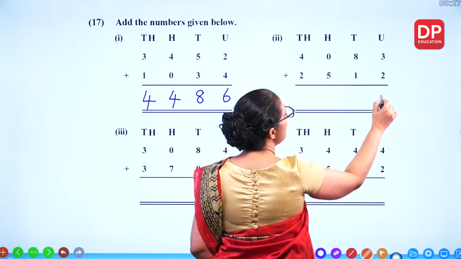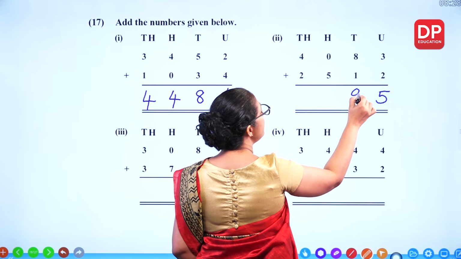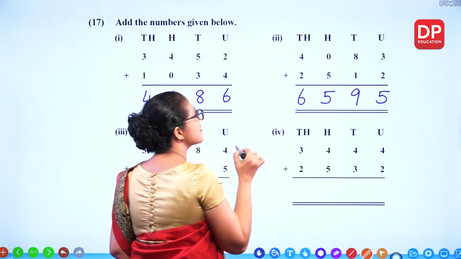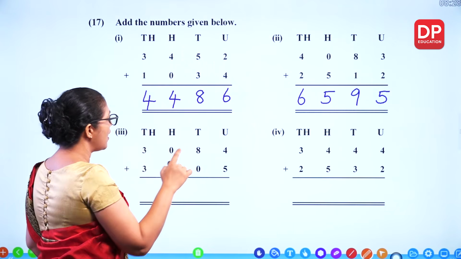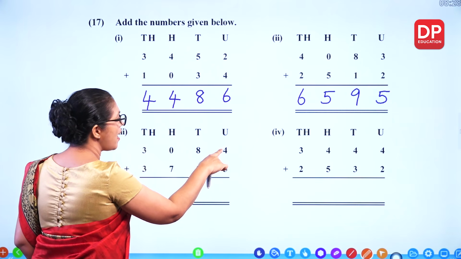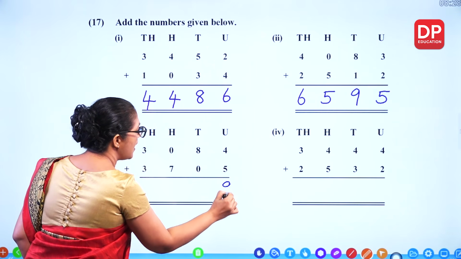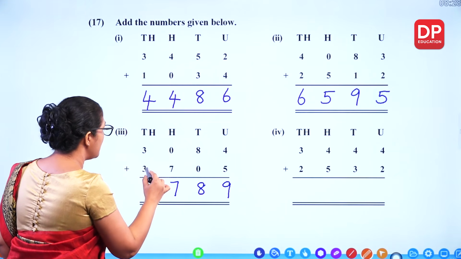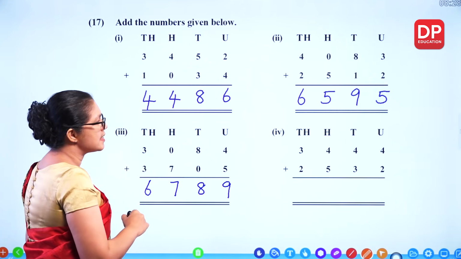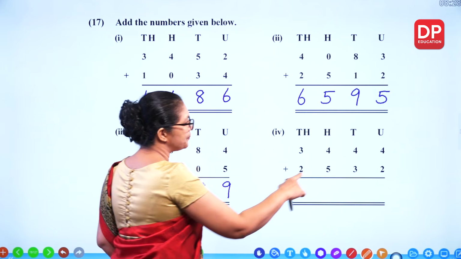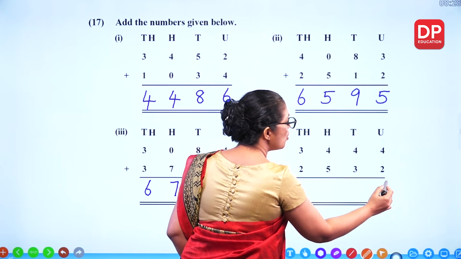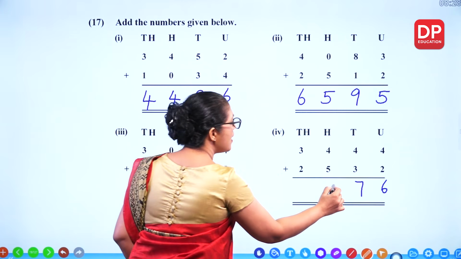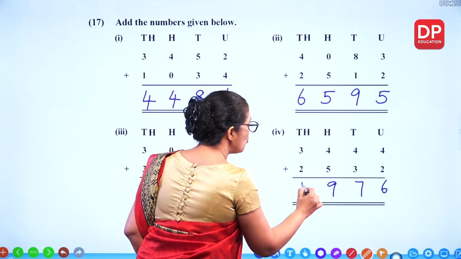3 plus 2 here, 5. 8 plus 1, 9. 0 plus 5, 5. 4 plus 2, 6. These are all 1-digit numbers. So straight away you can write down 4 plus 5, 9. 8 plus 0, 8. 0 plus 7, 7. 3 plus 3, you get 6. This one, 4 plus 2, 6. 4 plus 3, 7. 4 plus 5, 9. And 3 plus 2, 5.